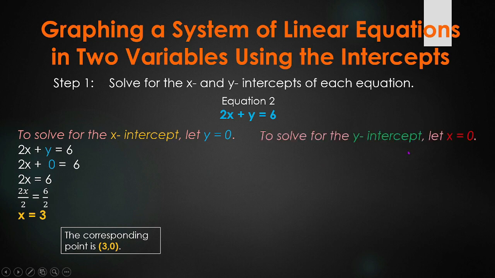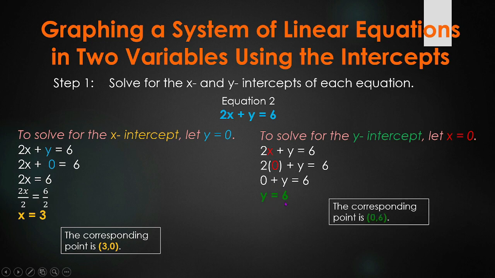Now, to solve for the y-intercept, let x be equal to 0. So in the equation 2x + y = 6, substitute 0 to x. So the equation will be 2 times 0 + y = 6. 2 times 0 is 0, and 0 + y = 6. What is 0 + y? The answer is y. And the value of y is equal to 6. Now, the corresponding point for the y-intercept is (0, 6). That is, when x is 0, the value of y is 6.